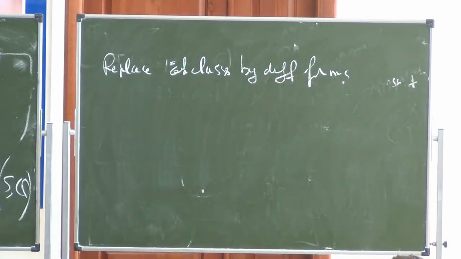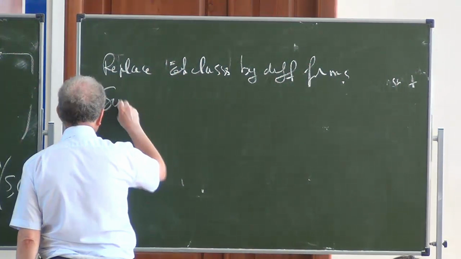So in other words, if you have connections on all the vector bundles involved, Tx, nabla x, E, nabla E, you can represent the right-hand side by differential forms, the left-hand side by differential form, and then you can ask yourself whether these differential forms are equal. And so this is what we're going to do, and this will use superconnections.